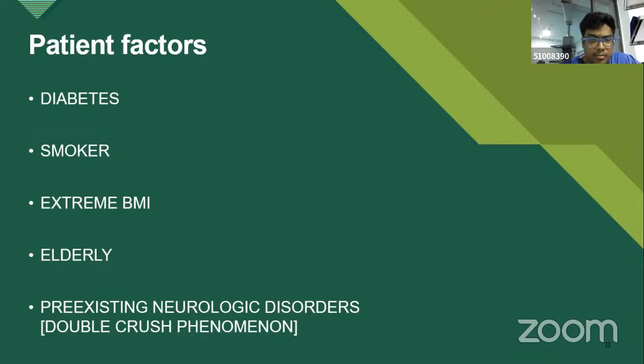Then the other entity is pre-existing neurological disorders, like the double crush phenomenon we usually say. The double crush phenomenon is nothing but there is a primary nerve lesion in one place, and there is another insult, a low intensity insult at some other place along the neuraxis. Then it is going to cause nerve injury more, like where patients who have cervical stenosis can develop carpal tunnel syndrome as well. And there are various neurological disorders which are metabolic and hereditary, where we will have to be careful in giving the blocks.